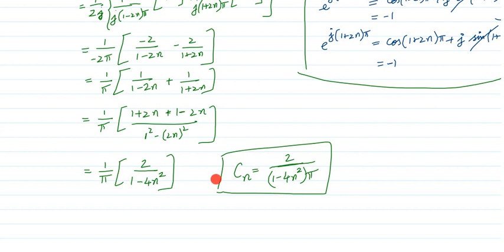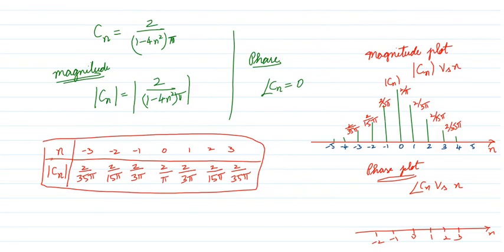Okay. Next is to plot the line spectrum. We got the Cn, right? Since Cn is only a real number, magnitude should be always positive. You have to note down this. So this is your Cn. Phase angle for only a real number, you don't have any imaginary part. So the phase angle is always 0.